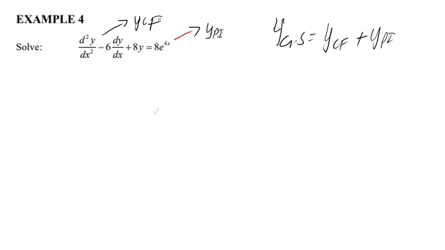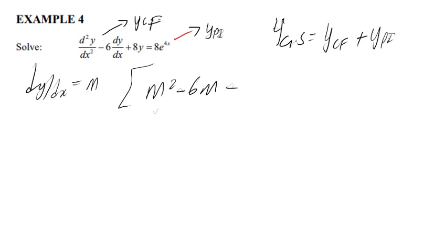So for the auxiliary equation, you're going to change dy over dx and equate it to m. So you say dy over dx equals m, meaning you're going to have m squared minus 6m plus 8, and then you equate this to 0. So that's how you find the auxiliary equation. Then from here you have to find the factors of this.